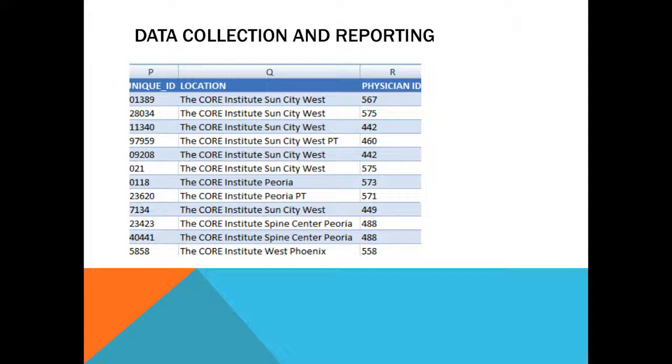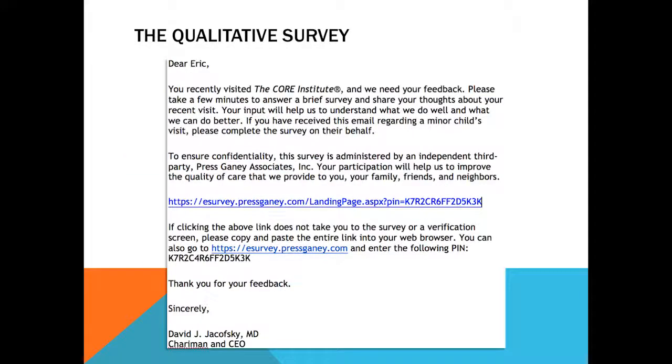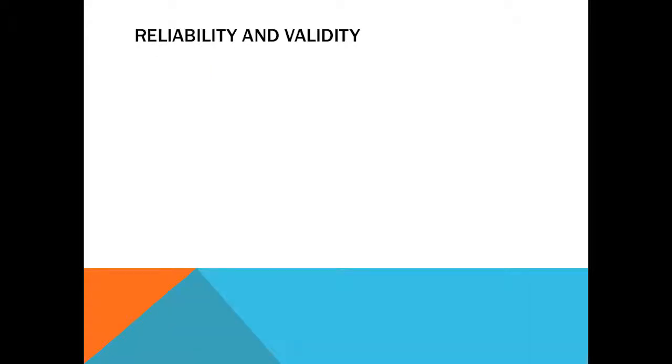This system is set up, it's established, it's going before the survey, before the study, and afterwards. And what the patients are getting is an email. This is obviously a sample. You recently visited the Core Institute, we need your feedback, etc. It's signed by a chairman and CEO. The patients get this in their email box, they click the link, and they can take the 38-question survey.